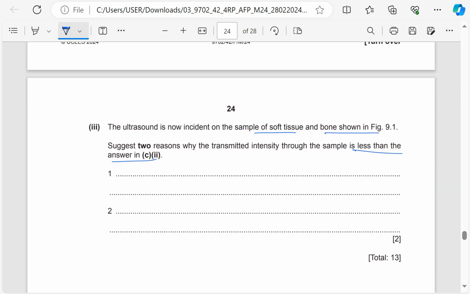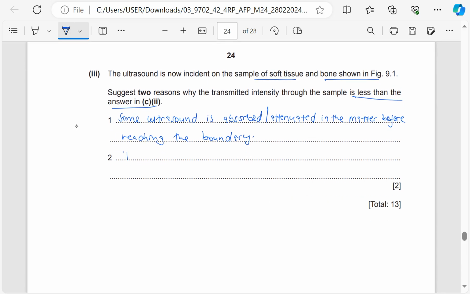So let's say some ultrasound is absorbed, or we can use the term attenuated. Attenuated in the matter before reaching the boundary. That's number one.